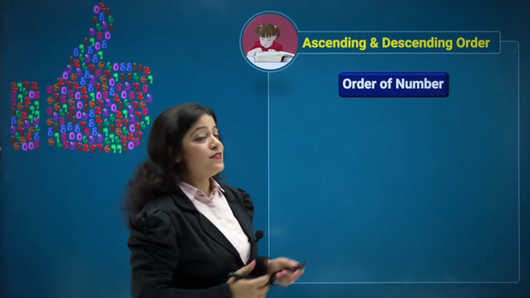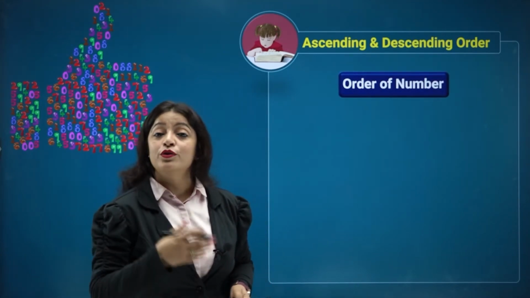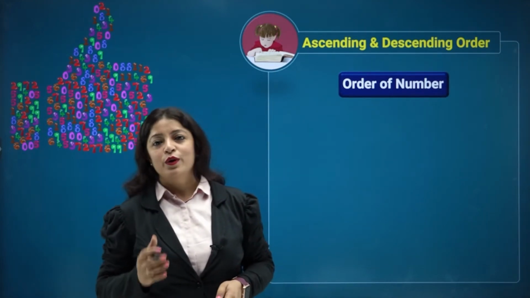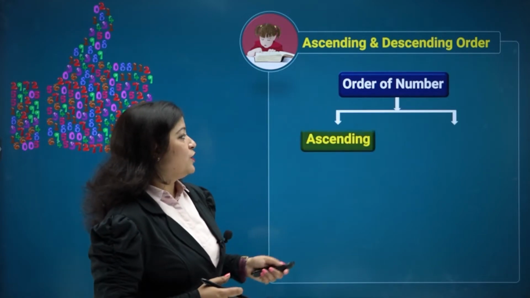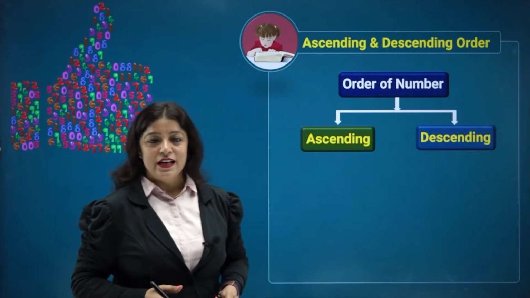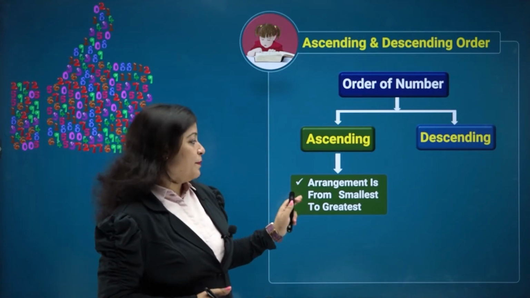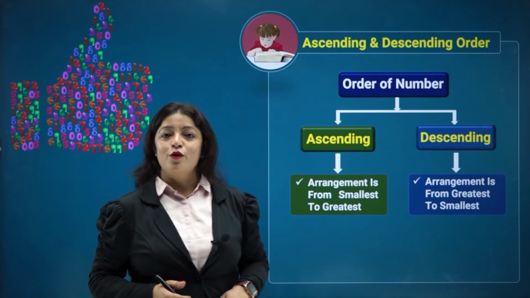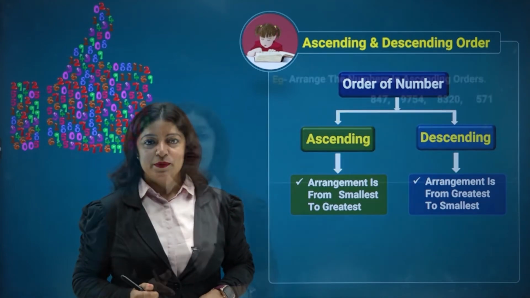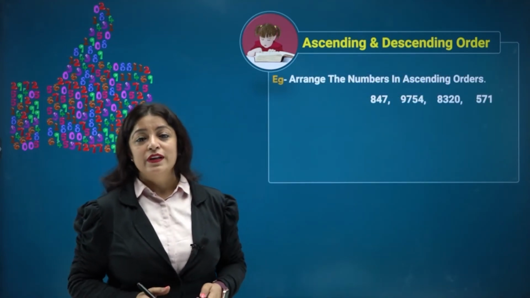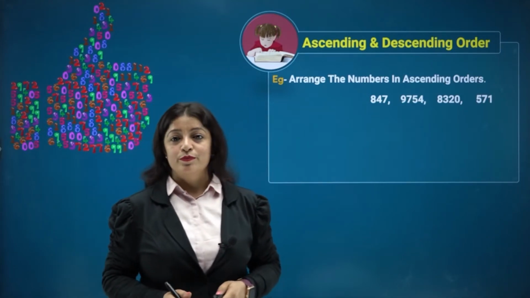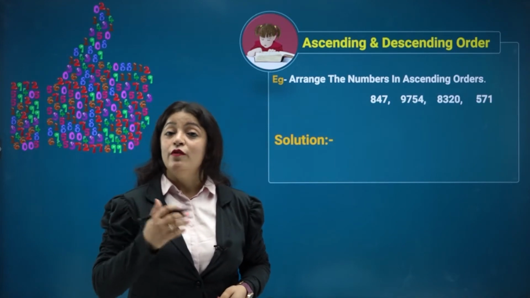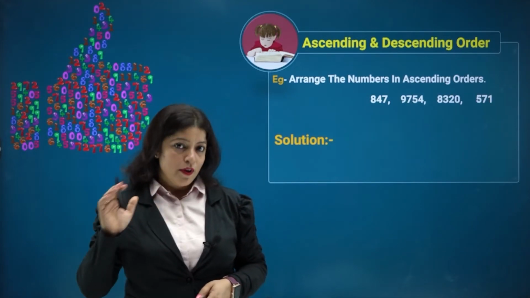Now to put it concisely, we can say order of numbers. Ordering of numbers means writing the numbers either in ascending or in descending order. So here we can use two different ways, ascending or descending. In ascending, the arrangement of the numbers is from smallest to greatest, and in descending, the arrangement is from greatest to smallest number. Now let us see an example. Arrange the numbers in ascending order. A few numbers are given to you and we have to write them in ascending order. That means we have to arrange the numbers from smaller to bigger.